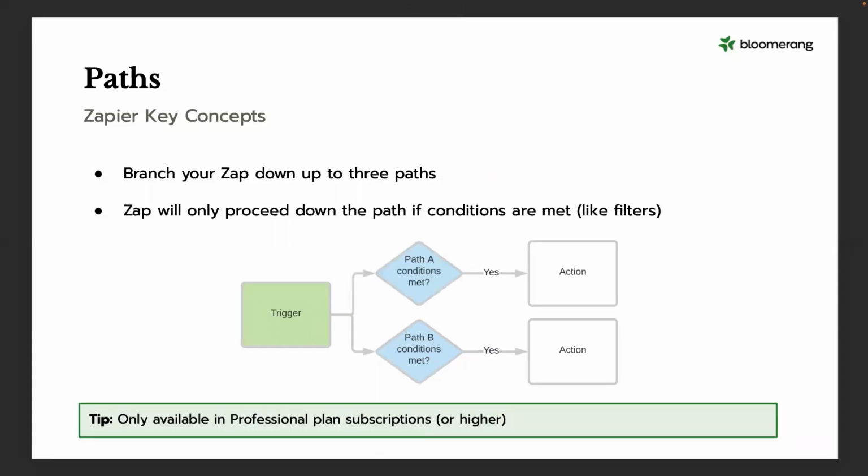Paths in Zapier are an advanced action that are only available in professional subscription tiers or higher. But what paths allow you to do is to branch your Zap down up to 3 separate paths. And the Zap will only proceed down that path if the conditions are met, in a similar manner to filters.